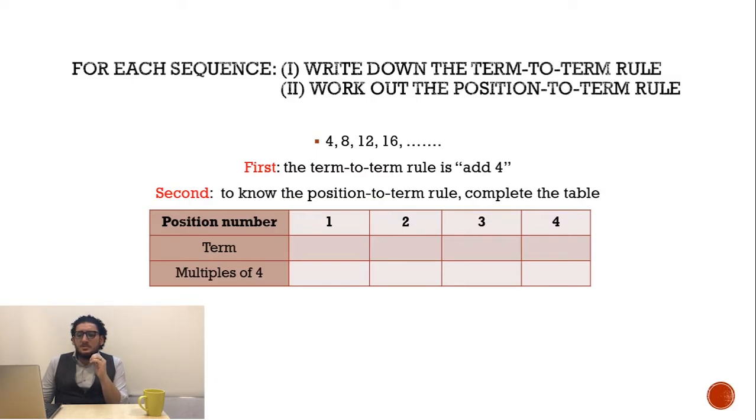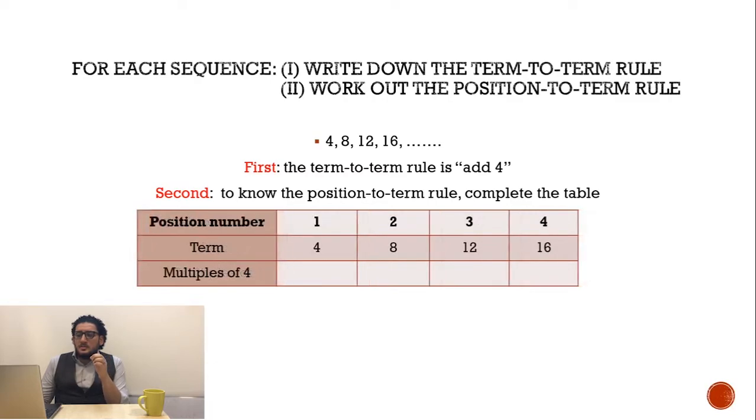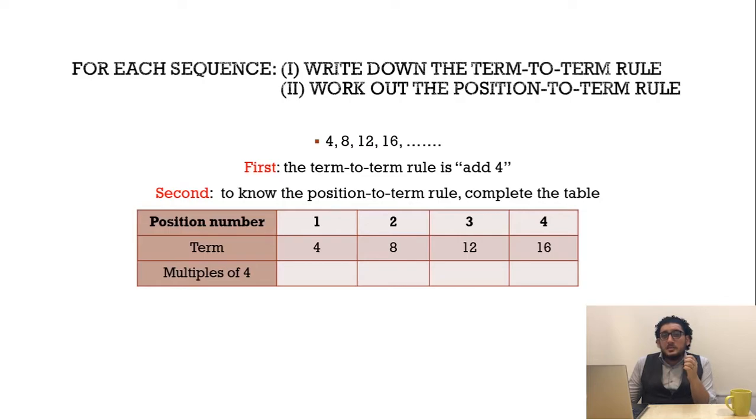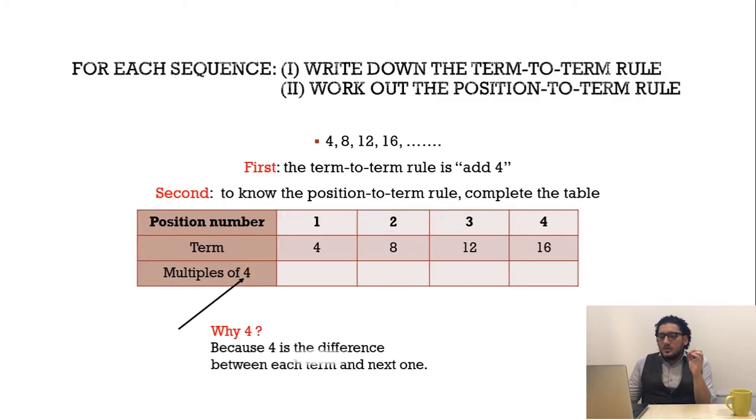The first row is about the position number. If the term 4 is the first one, its position number is 1. 8 is the second term, so its position number equals 2. The third term, 12, its position number equals 3, and 16, of course, its position number is 4. Why do we have to find multiples of 4? We have a lot of numbers, so why do we get multiples of 4? Is it because 4 is the first term? No. Because 4 is the difference between each term and the next one.